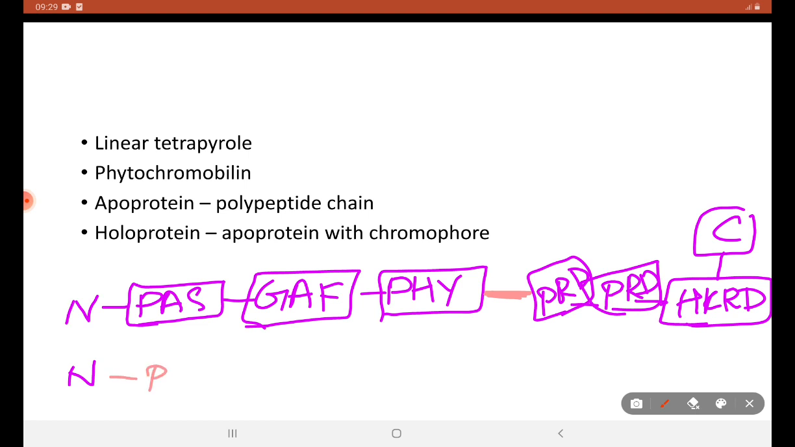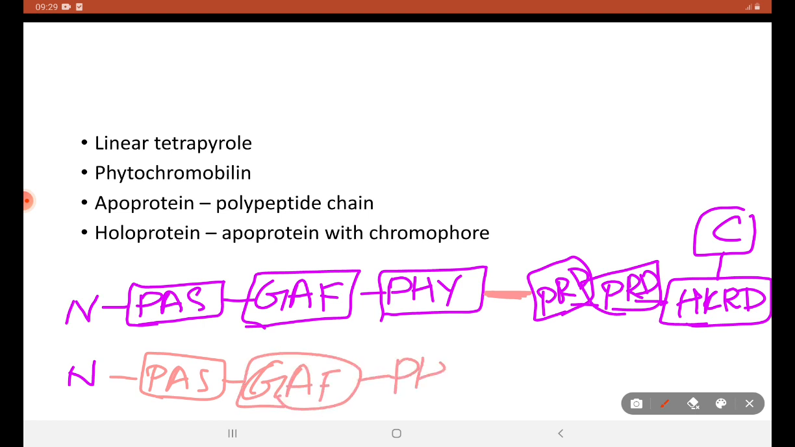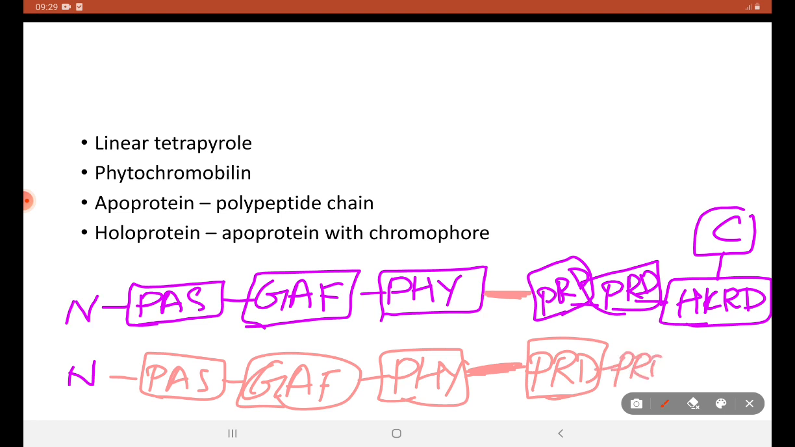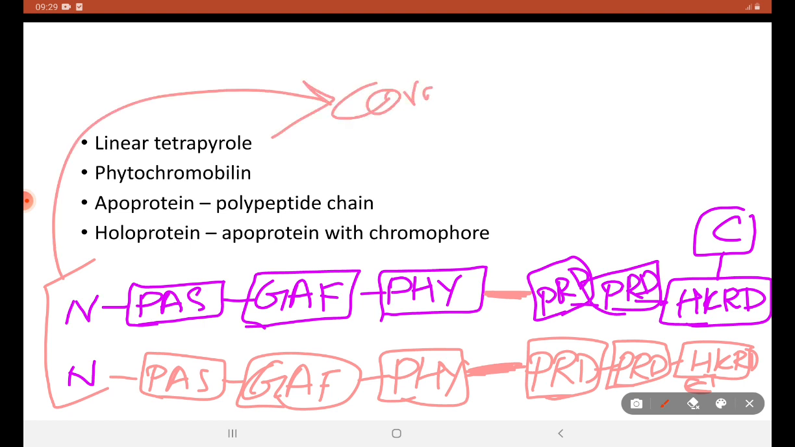So let's repeat fast. PAS, GAF, PHY, hinge region, PRD, PRD and HKRD at C-terminal. These two chains have a linkage of covalent bond. The dimer is attached with covalent bond.